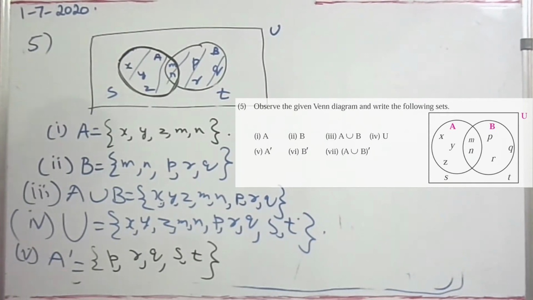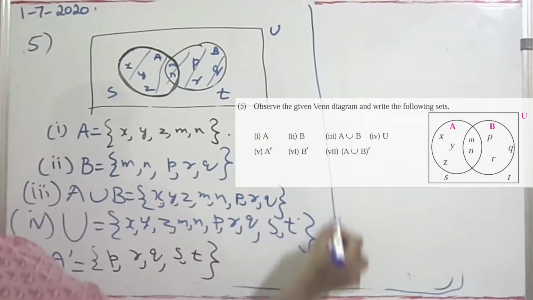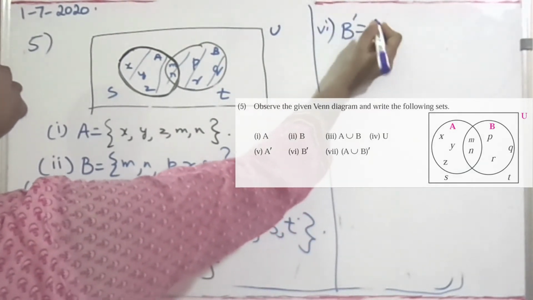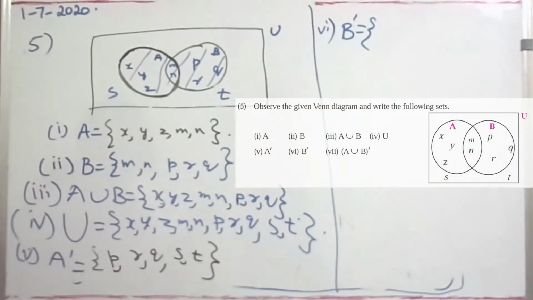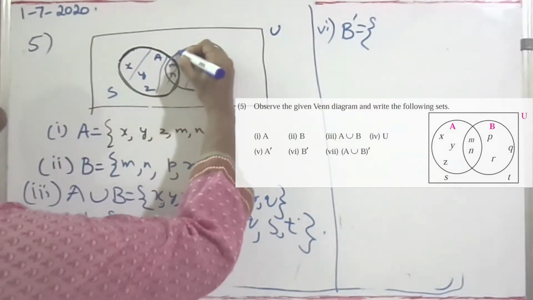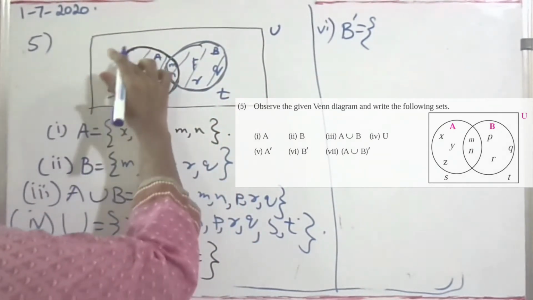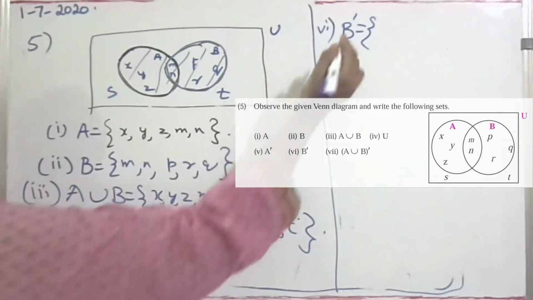Okay, so next is B complement. I'll do it here. So same like A complement. B complement means not there in B but there in the universal set. So this B you don't write. Remaining you write. What is remaining? X, Y, Z, S, T.